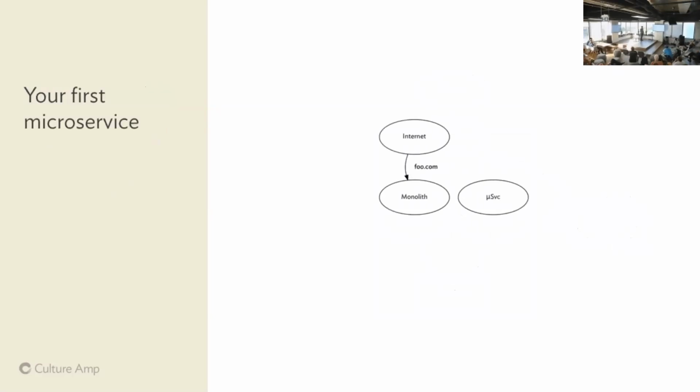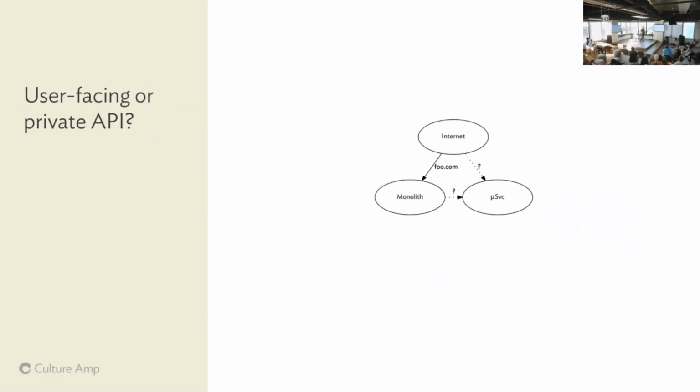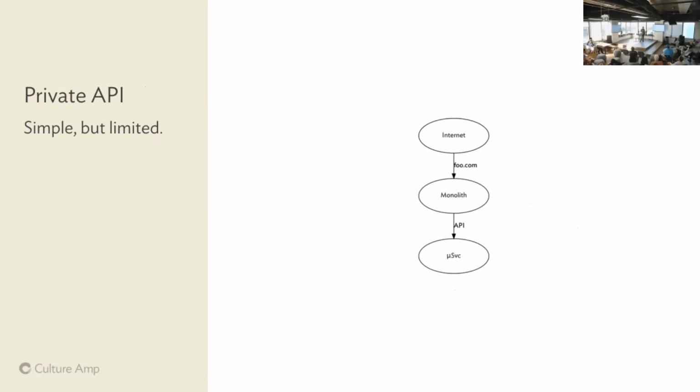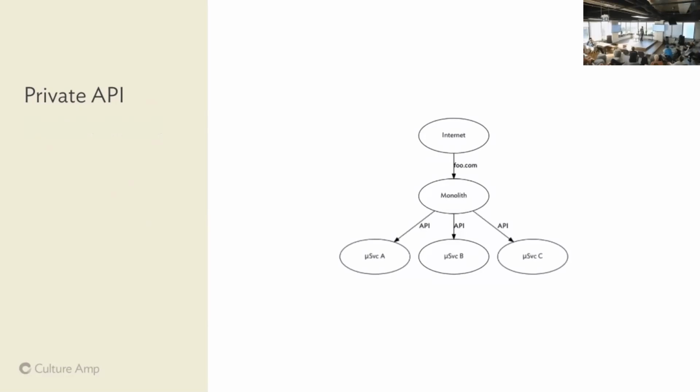So along comes a microservice. How do we make it useful? How do we start wiring it into the system? There's a few options. A simple approach is to build every service as a private API. It's simple. You can imagine how you might do that. It doesn't change the traffic hitting the front of your stack. But it's a little bit limited.